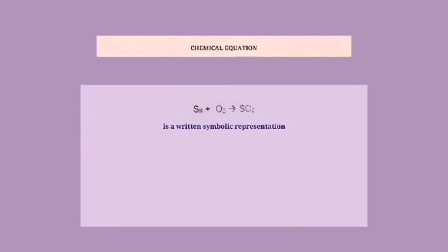A chemical equation is a written symbolic representation of a chemical reaction. The symbols are the elemental letter or letters representing that element. The reactant chemicals are given on the left-hand side and the product chemicals on the right-hand side. The two are connected with an arrow leading from the left to the right, symbolizing the reaction.